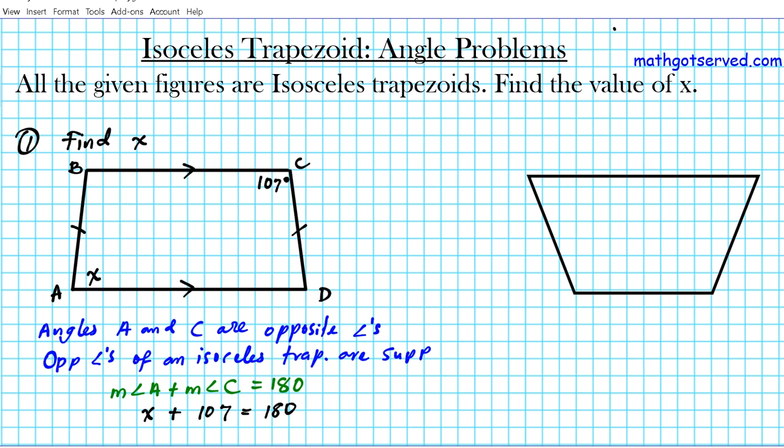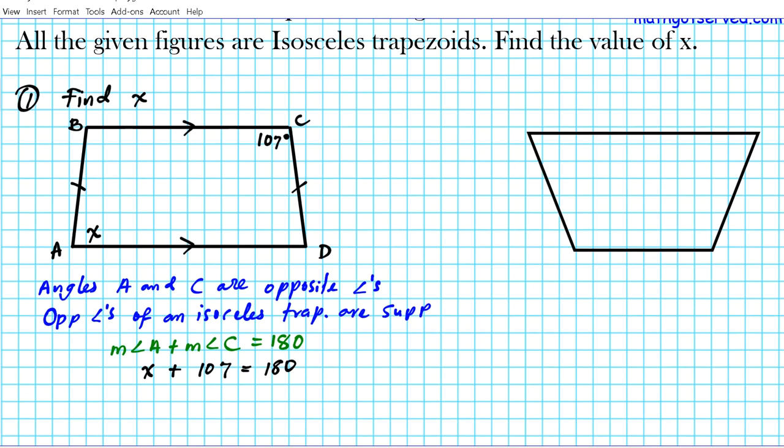To solve this resulting algebraic equation, we're simply going to subtract 107 from both sides of the equation, and that will result in the final answer for x. So if we subtract 107 from both sides of our equation, we're going to have x is equal to 180 minus 107. 10 minus 7 is 3, and then we have 73 degrees. That is what x is. X is 73 degrees.